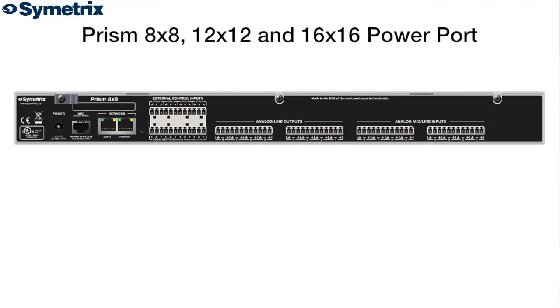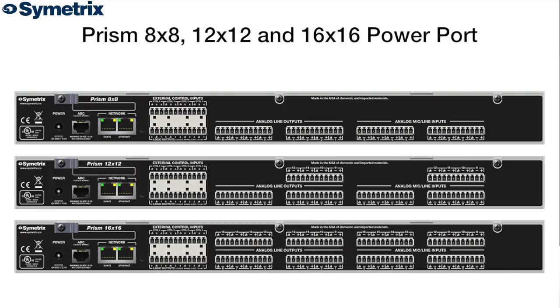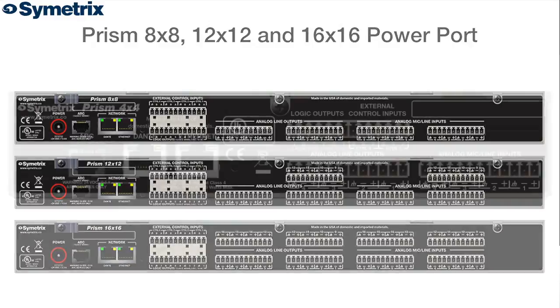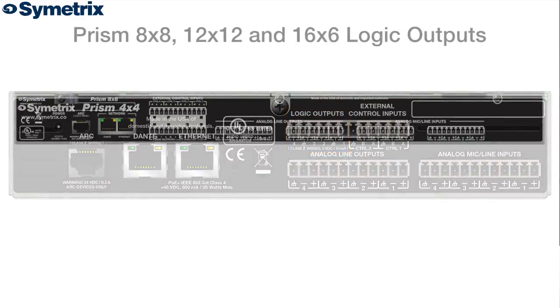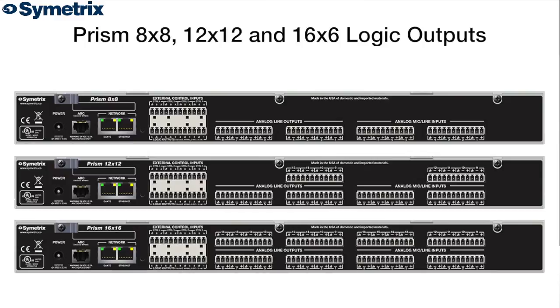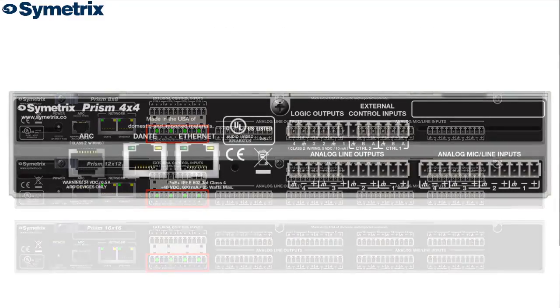The Prism 8x8, 12x12, and 16x16 have a power port for connection to an external 65-watt power supply. Prism can be programmed to drive external LEDs and relays in a wide variety of applications for many purposes. Prism 4x4 has 4 logic outputs. Prism 8x8, 12x12, and 16x16 have 8 logic outputs. Prism logic outputs have common ground pins. Logic is low when active and internally pulled high when inactive.